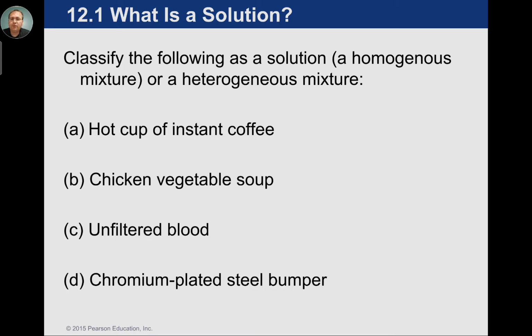If you think about chicken vegetable soup, you can see the chicken, you can see the vegetables, you can see the soup. So those are all different. The problem with unfiltered blood is it likes to clot, and if it likes to clot, that means you can see a difference where it's clumpy here and not clumpy there. Very similar with a chrome-plated steel bumper. There's chrome on the front, nice shiny and silver looking, gives a nice little reflection just like a mirror. But behind it is probably a little bit of rust from that iron that's exposed to all that oxygen and that moisture.